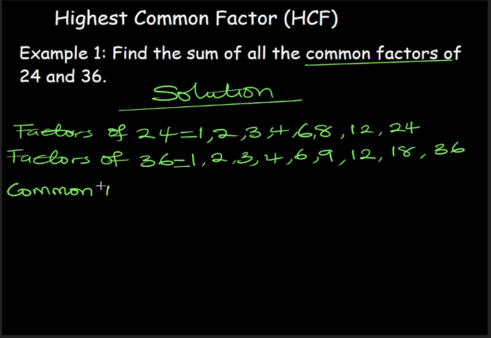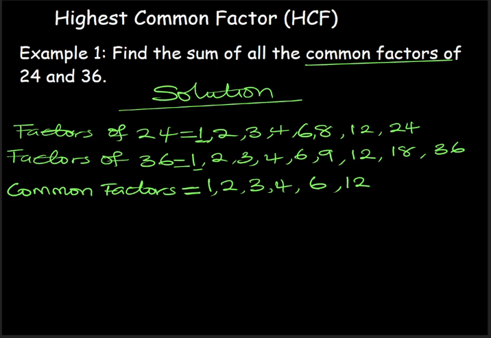Now, what do you mean by common factors? Common factors are the factors that we can find in the two numbers. So common factors will be equal to factors common to 24 and 36. So 1 is common. So we have 1. Remember, 1 is a factor of every number. Then 2 is common. We have 2. 3 is common. We have 3. 4 is common. We have 4. 6 is common. And then 12 is common. So these are the common factors.